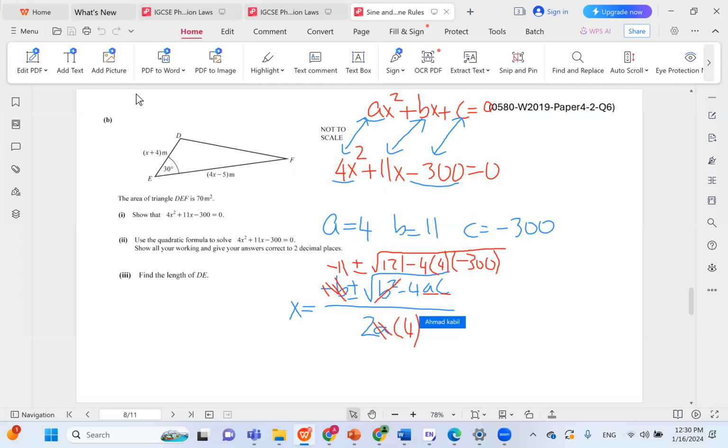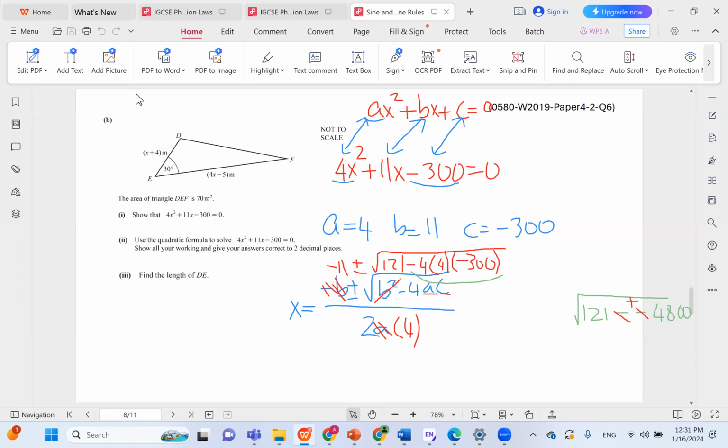So I like to begin with the complicated part here. I like to figure this out first. So bear in mind that we have two negative signs. So it becomes radical 121 minus, and then 4 times 4 times negative 300. Yes, 4 times 4 times negative 300. So this gives you negative 4,800. And then minus minus becomes plus. So these cancel out, and you can just get a positive sign.